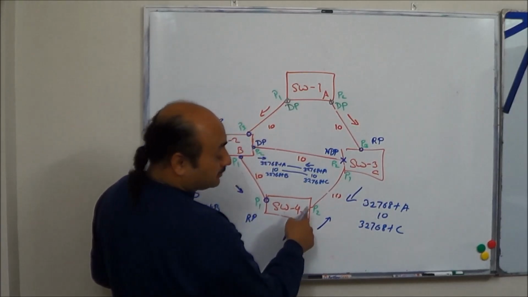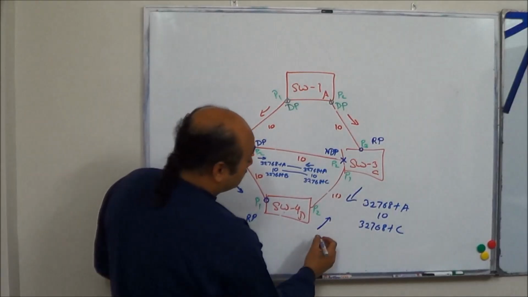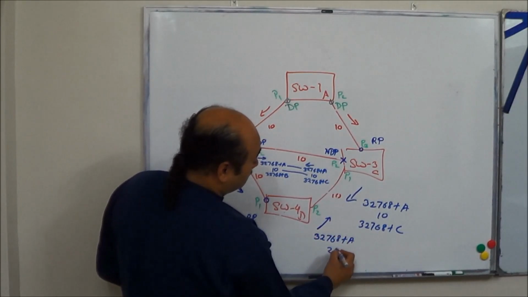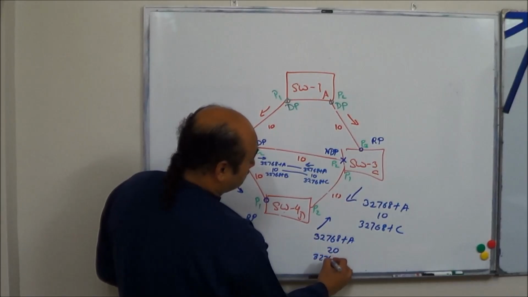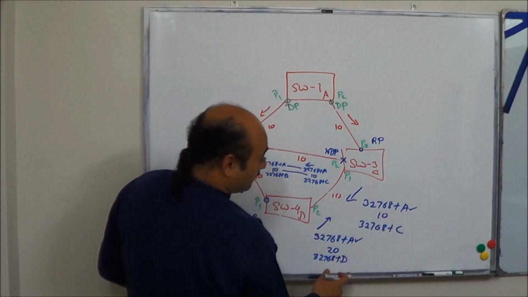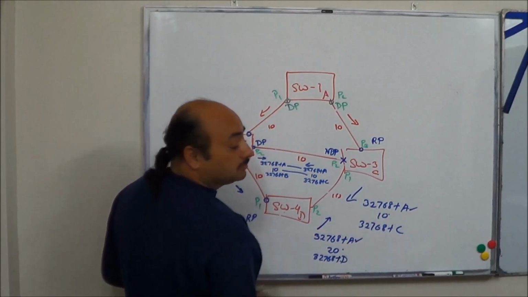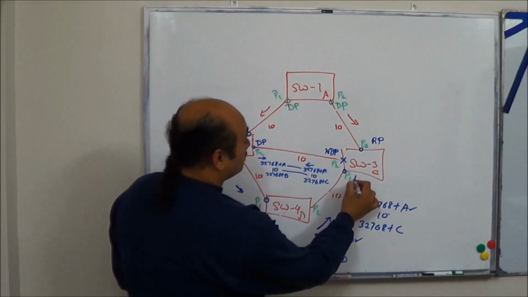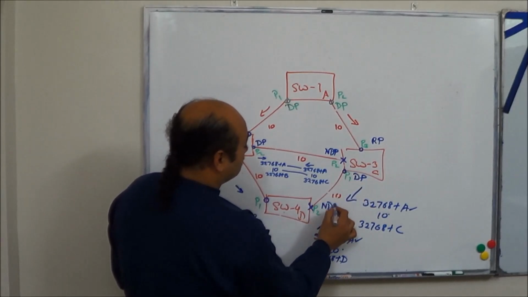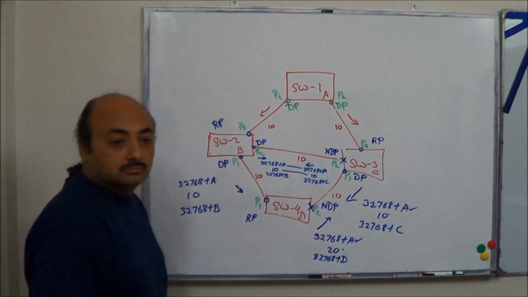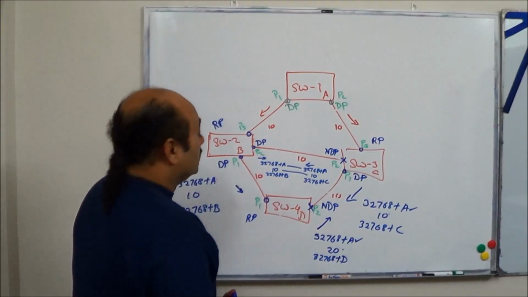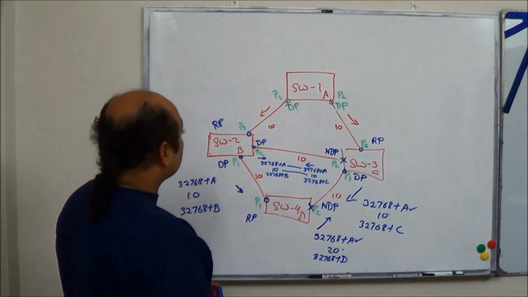If this had to be the DP, we are not sure who is going to be the DP here. So what is this sending? 32768 plus A, 20, 32768 plus C. We check this with this, no tie-breaking, this with this is better. So this becomes the DP and this becomes the NDP.